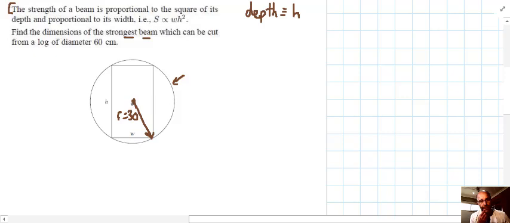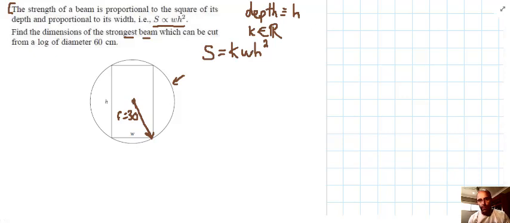So what we have is a proportional relationship. We can write that as an equation by changing the proportional to sign to an equal sign and adding in a constant. That's a constant to do with the timber material, and there are all different timbers, so there are different K values. K is some real number, a constant, and we have S equals K W H squared as an equation. So we have two variables, W and H, the width and the depth.